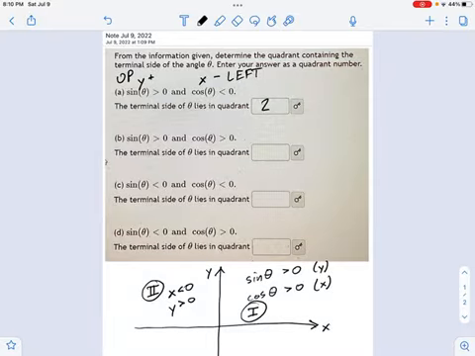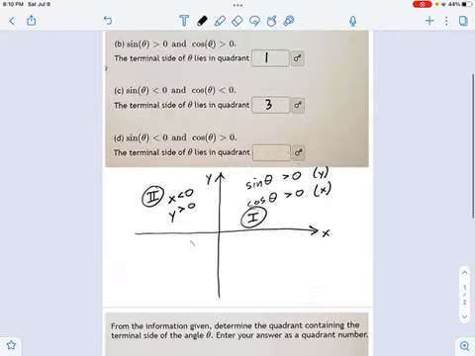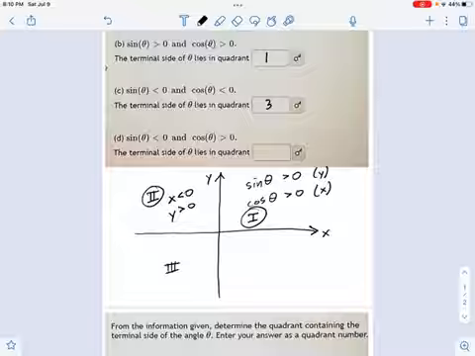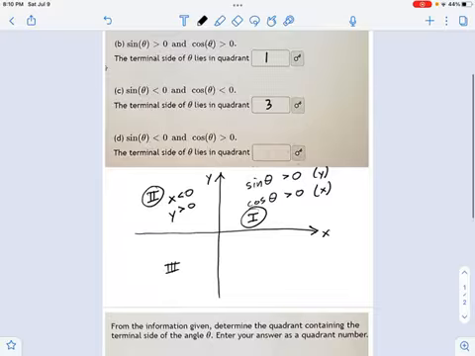Likewise, if they're both positive, that would be quadrant 1. If they're both negative, that would be quadrant 3, right? Both of them negative would be over here in quadrant 3. And so on. You'll find yourself using this skill very, very often. It's a handy way to quickly locate an angle and then draw the accompanying triangle.